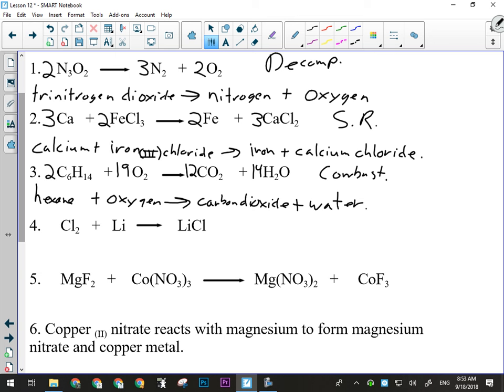Everybody with me there? Yeah, sometimes the numbers get big on combustion reactions. They're about the only ones that'll have really big numbers, okay? But the more carbons you have, the bigger this number will get. It becomes ridiculous, actually.